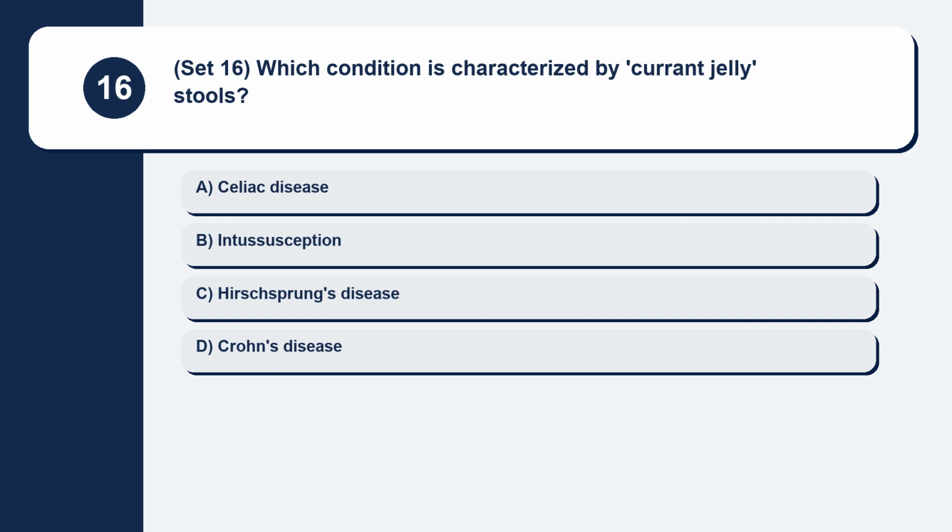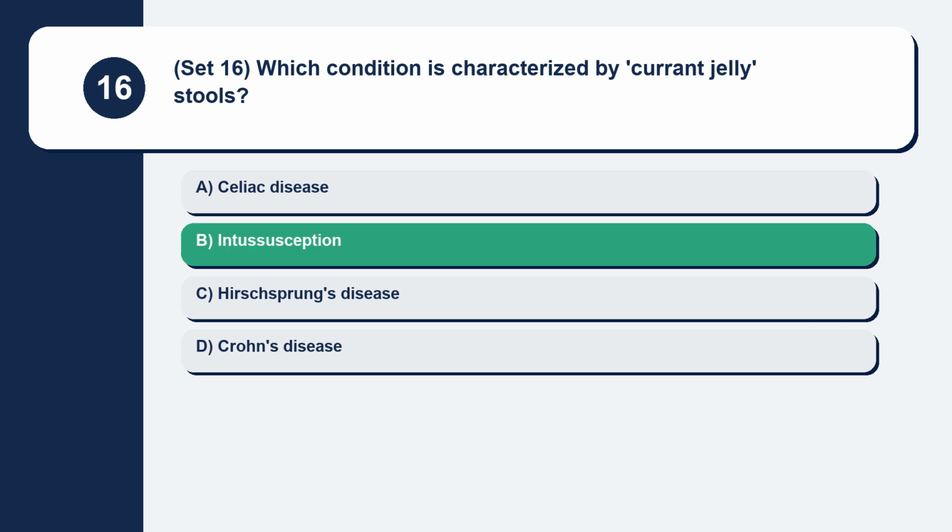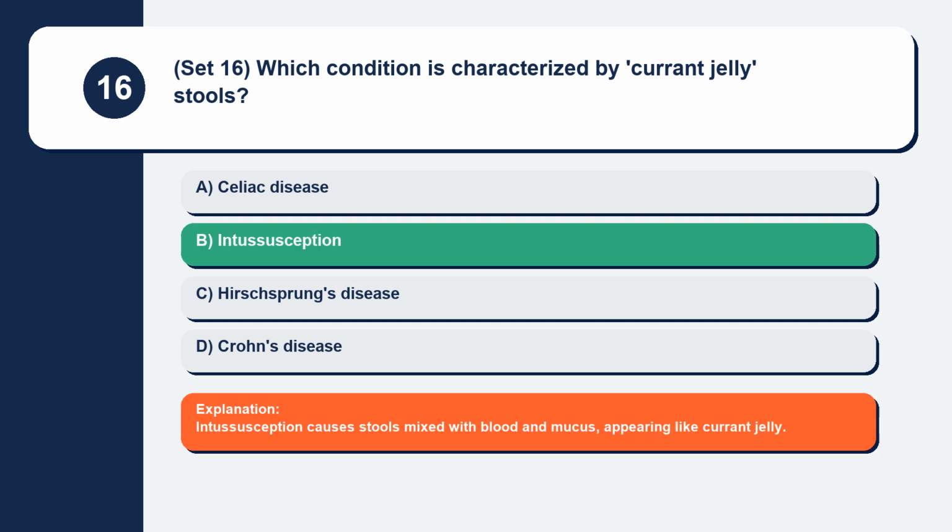Question 16. Set 16. Which condition is characterized by currant jelly stools? Celiac disease, intussusception, Hirschsprung's disease, Crohn's disease. Intussusception causes stools mixed with blood and mucus, appearing like currant jelly.